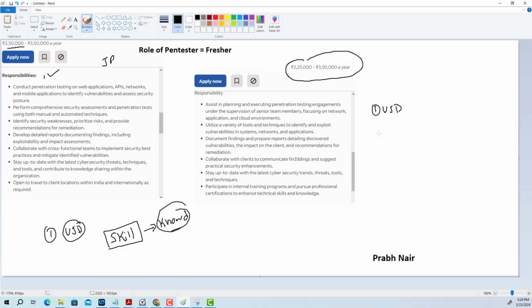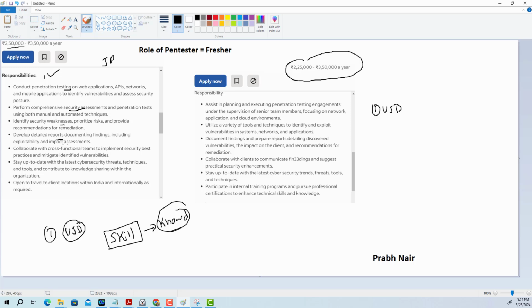That's the first thing. Clearly understand each responsibility listed. Know what network, application, cloud environment they're looking for. What are the common tools and techniques they are looking for in the candidate. So here you can see they say conduct pen testing. If you see the first JD, it says conduct pen testing on web application, API, network. Perform comprehensive security assessment and penetration tests using both manual and automated methods. Identify the security weaknesses, prioritize the risk and provide recommendations.